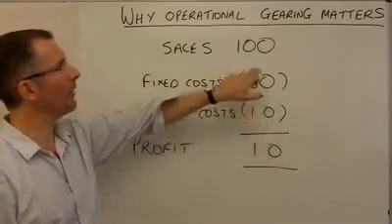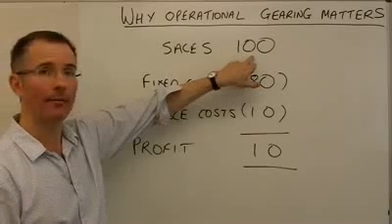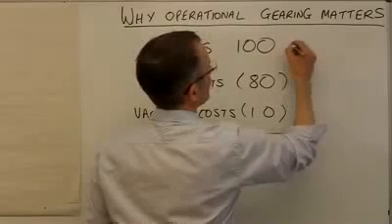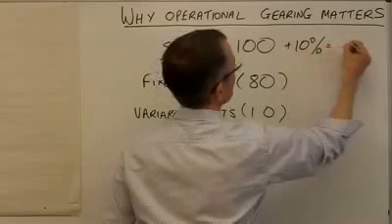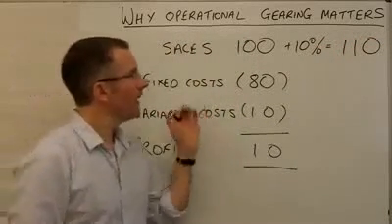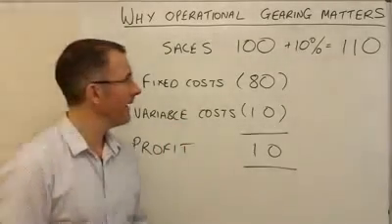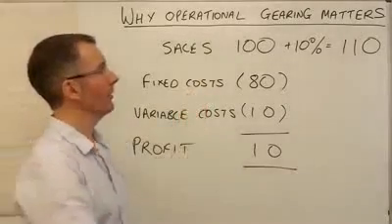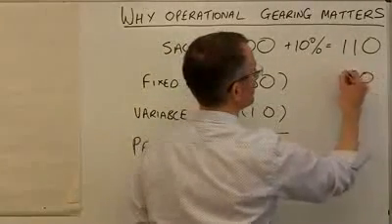Imagine sales now rise by just 10% the following year. So we have a good year. Sales go up by 10% to 110. Good news. Here's why this business's high operational gearing matters. Fixed costs are fixed. They don't vary with sales. So those fixed costs, we can assume, stay at 80.